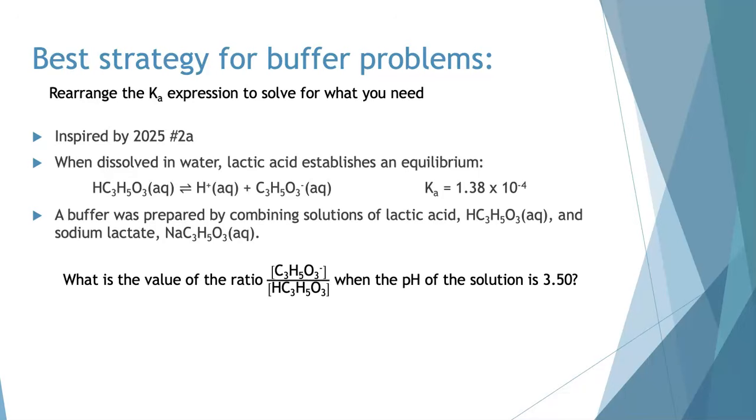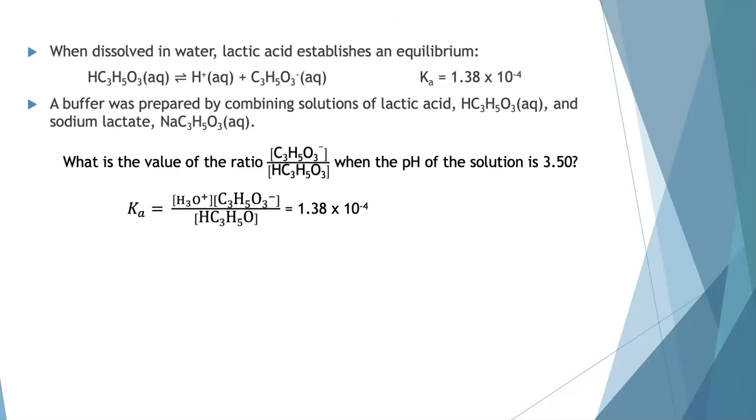And you're like, oh, what do I do? Go back to your Ka expression. Let's rearrange it. So we know a Ka expression. You can easily write one. You have the balanced equation. If you didn't have one already, go ahead and write it. But that ratio is right there. It's pretty easy to rearrange the equation to solve for just that ratio, and that's equal to the Ka value over the hydronium ion concentration, or the H plus concentration. They're interchangeable, right?